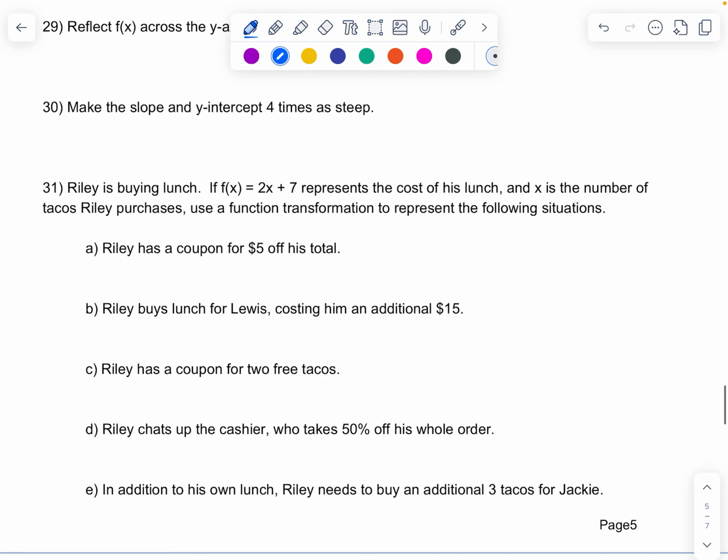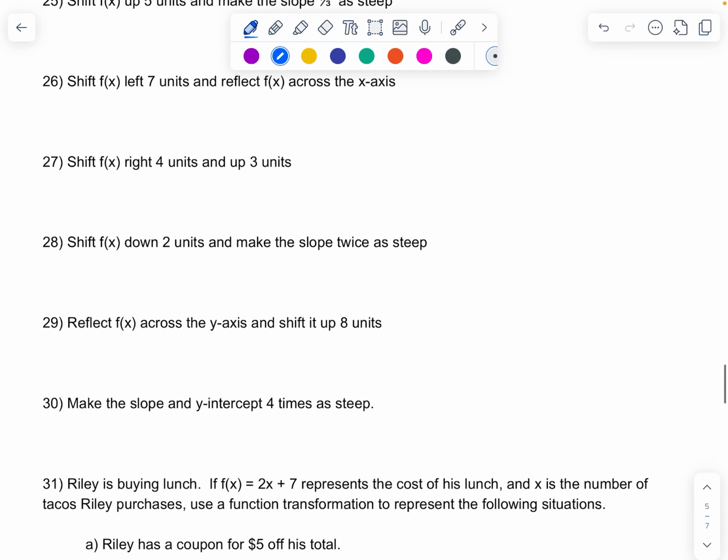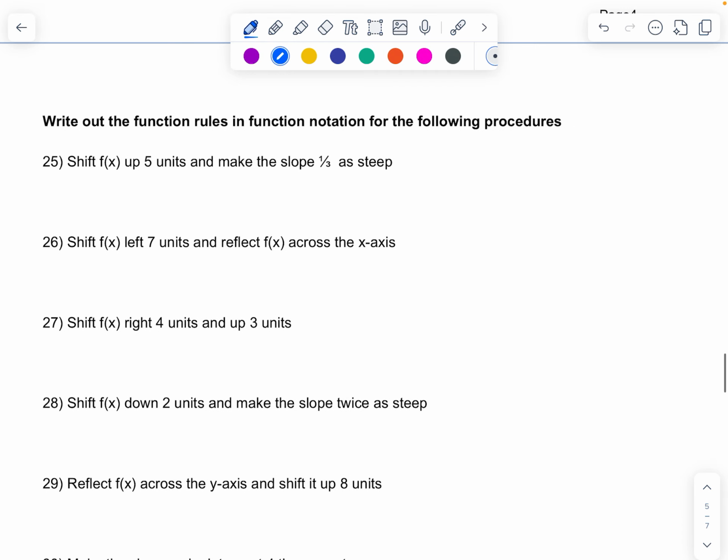Now look at this whole page. On this whole page, we're going to go backwards, and we're going to write the function rules that go along with the transformations that have been given. So again, they're saying that we are shifting f of x. I'm just going to call our new function g of x. You can call it whatever you want. That's totally up to you.